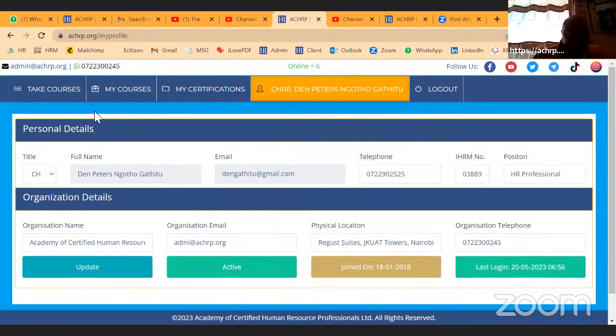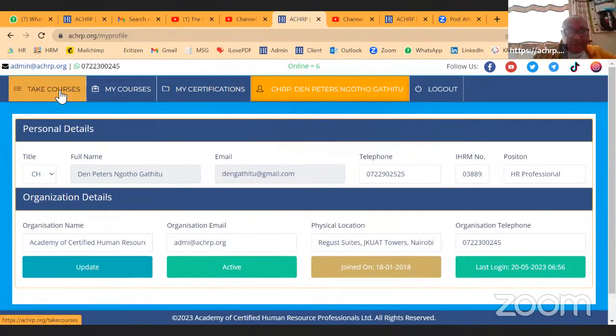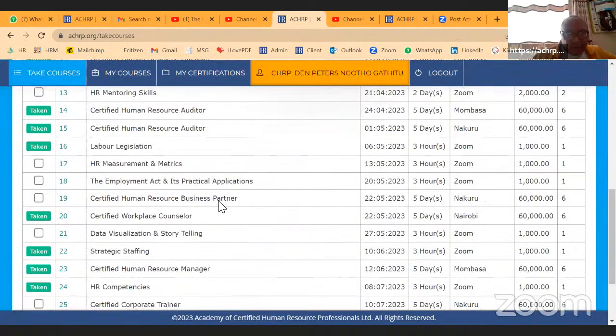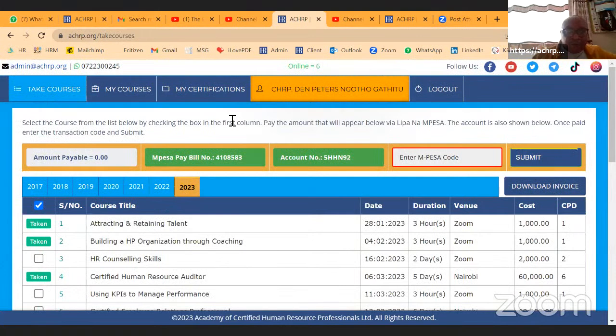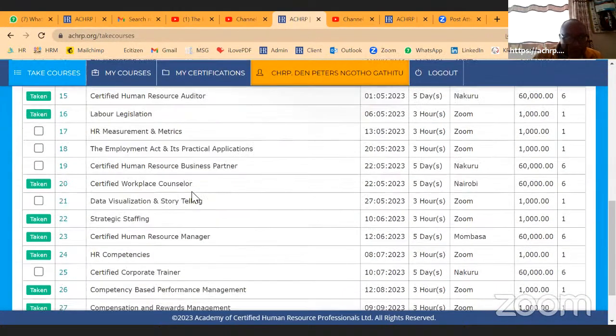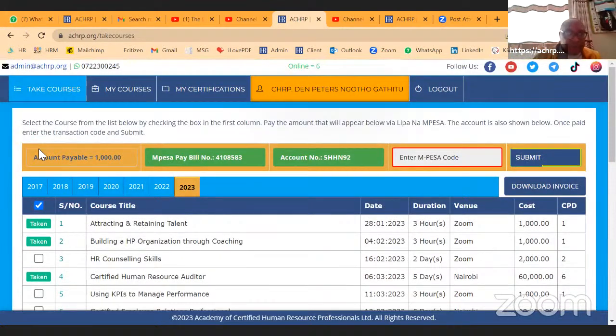But now, for purposes of this training, assuming I had taken this course, let's see. This is course number 11. The easiest way to enroll for our programs, for those already in this portal, is that when you log in, you go to the Take Courses page. You scroll down to the course in question. On the first column, there are check boxes. Check the box for the course which you are interested in. Then scroll up to the beginning of the table, above the years 2017, 2018, 2020, and so on.